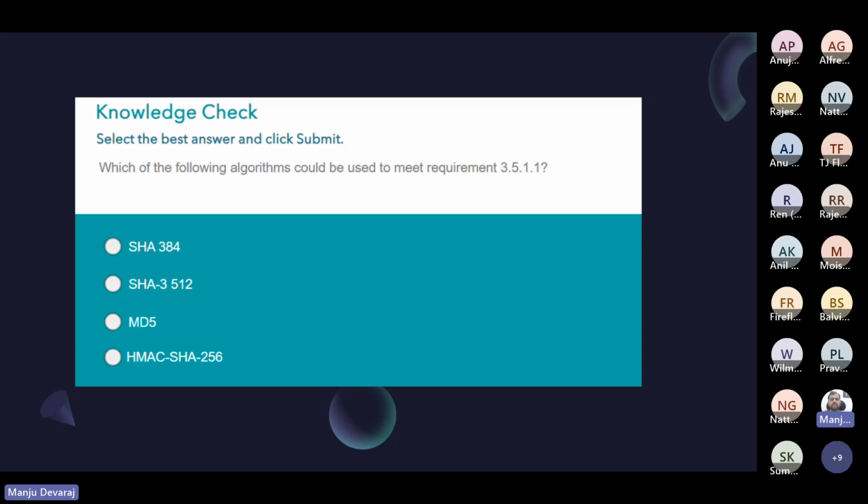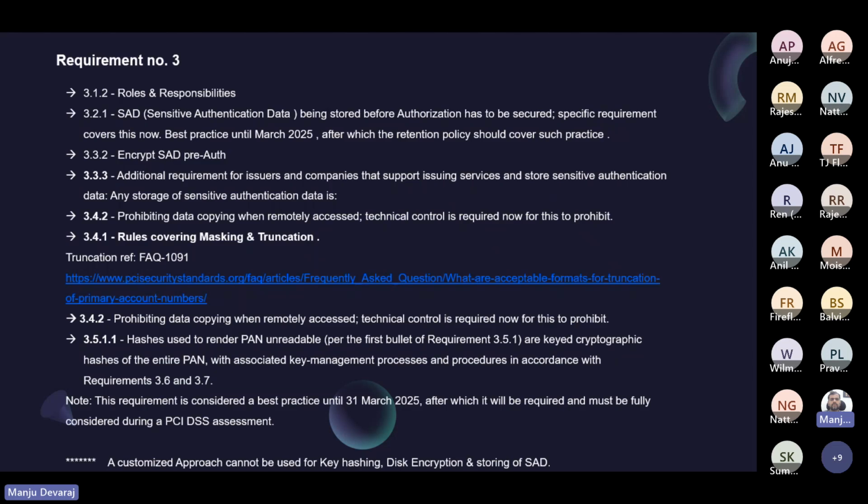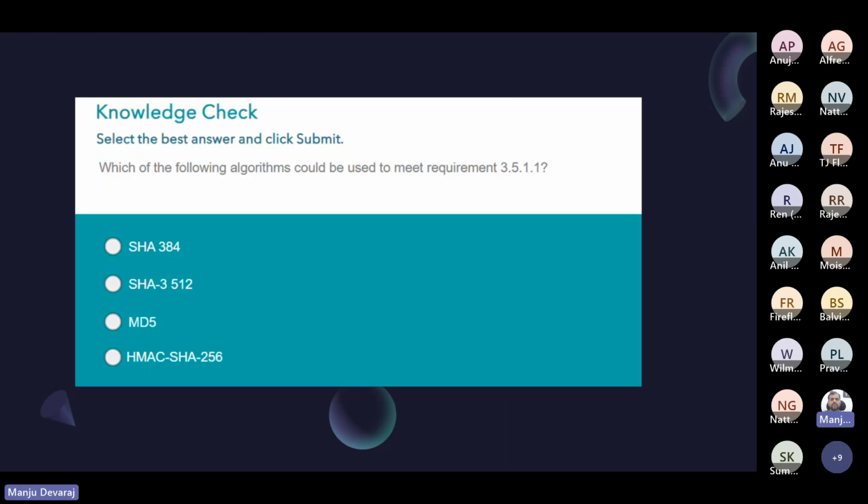Knowledge check. I'm not going to ask anybody to answer anything here, but I'm just going to make you all brainstorm yourself, sit within yourself, do a self-assessment on whether I understand the subject to a certain extent now or not. Which of the following algorithms should be used to meet requirement 3.5.1.1, keyed cryptographic hash function? Please remember, I'll give the key. Somebody was thinking now, put the highest number there, SHA-3512. That is stupid. The logic is stupid. Maybe your number logic is okay, great, but that is stupid. Still, okay. And MD5, nobody will answer because it's old.